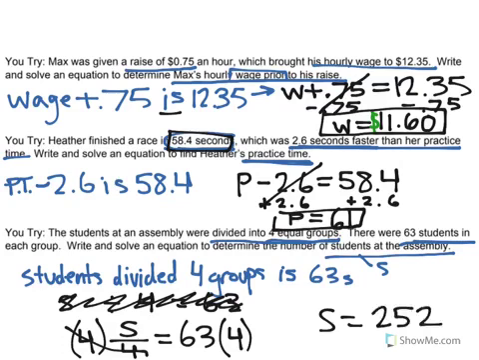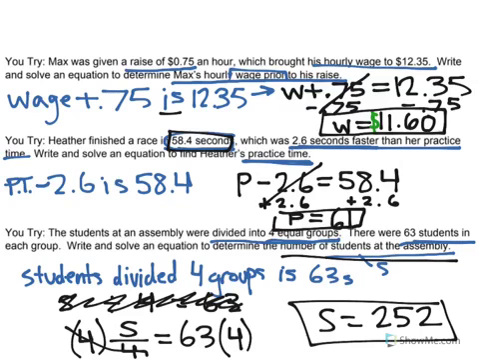So we found out the number of students at the assembly. They were all sitting in the auditorium, and they were divided into 4 groups, and that made 63 students in each group. So once you find the answer, it's good to just check and make sure your answer makes sense. But hopefully you took good notes on all of those videos and you're ready to try some practice problems.